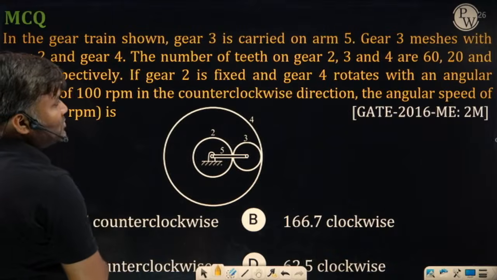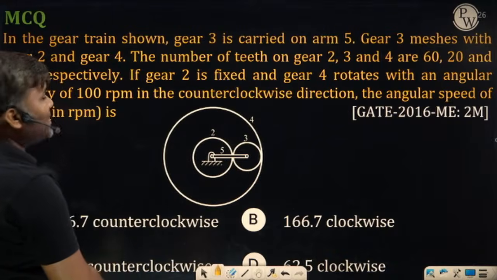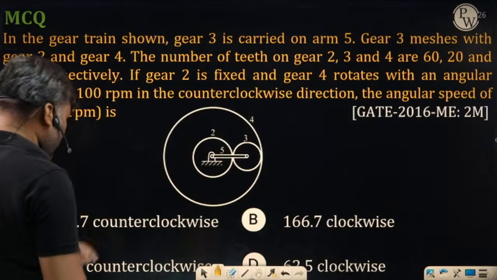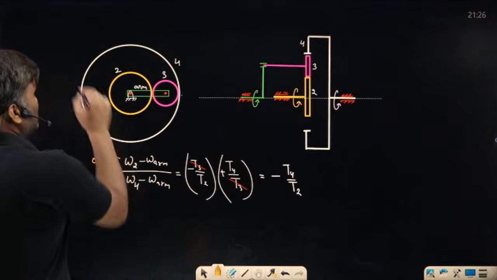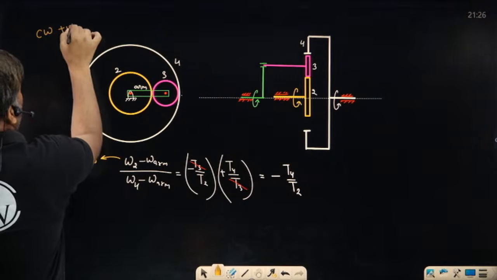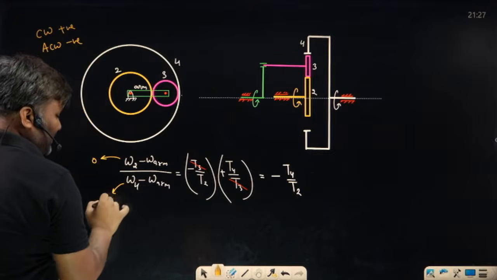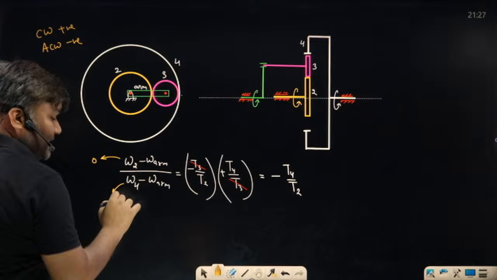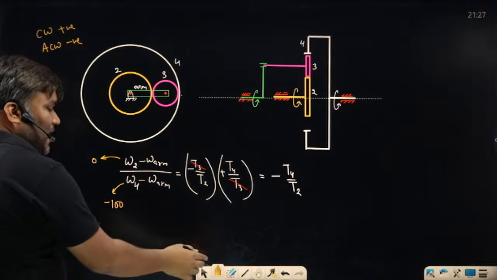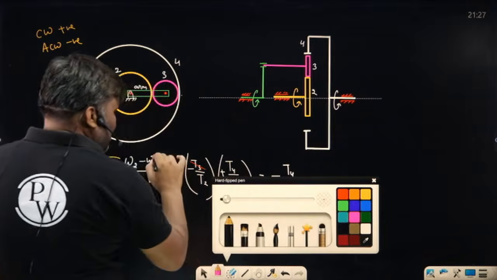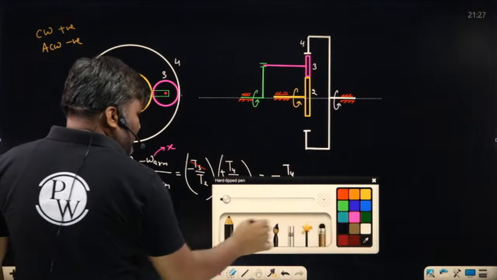Outer gear, gear 4, rotates with angular velocity 100 rpm anti-clockwise. So with sign I have to put the values. Clockwise I am saying positive, anti-clockwise I am saying negative. So gear 4's speed is given as anti-clockwise, so minus 100 I have put. The arm's speed I don't know, let me call this x. X I have to calculate, okay.